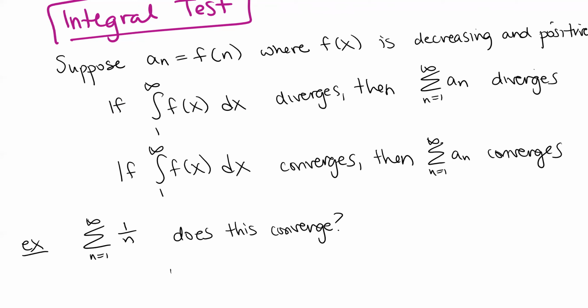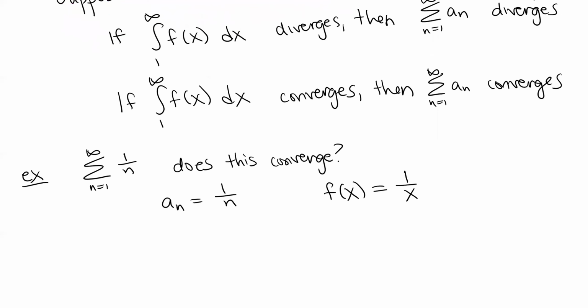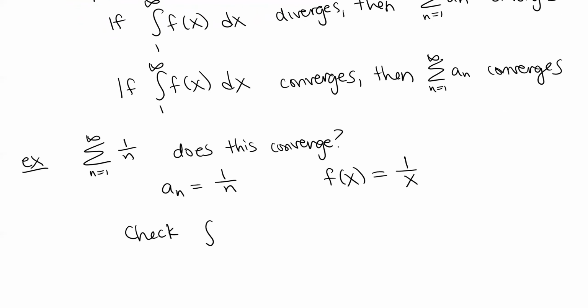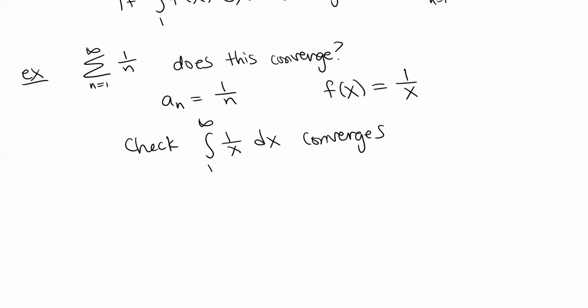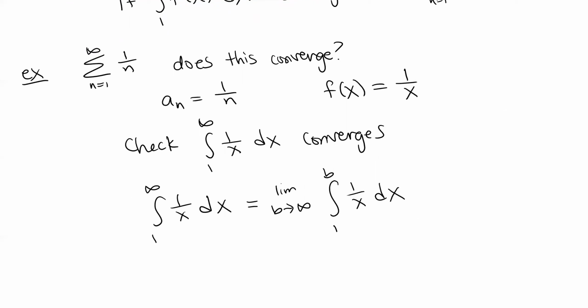So here our a_n is equal to 1 over n. So that means we're going to use f of x is equal to 1 over x. So we're going to check if the integral from 1 to infinity of 1 over x dx converges. All right, so we're going to write this improper integral with a limit. We'll use the limit as b goes to infinity, integral from 1 to b, integrand is 1 over x, and we're integrating with respect to x.